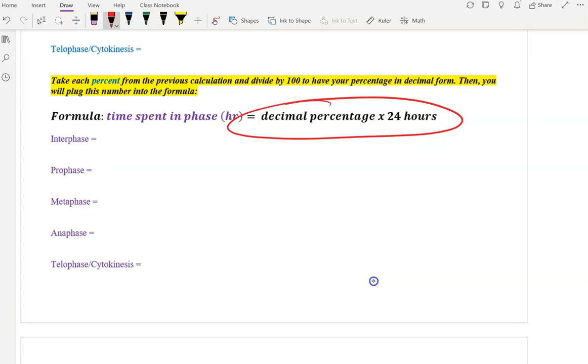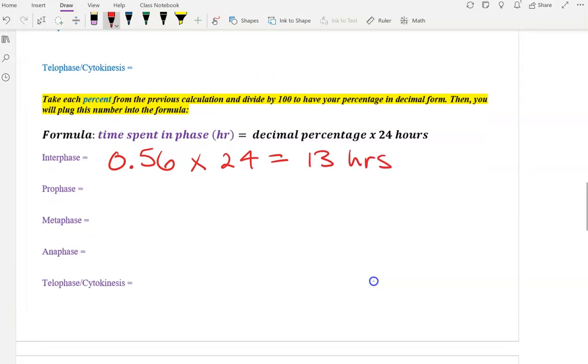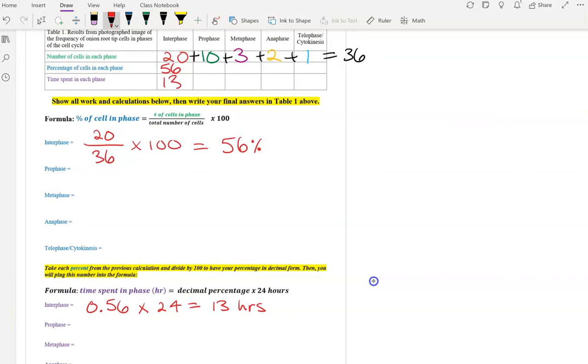The reason we're using 24 is because that's actually how long it takes for one of these onion root tip cells to go through one round of cell division. It actually takes about 24 hours. And so we're going to take our percentage, which was 56%, and as a decimal, 56% as a decimal is 0.56, and we're going to multiply that by 24. It's 13.44, and we're just going to leave that as 13 hours as a whole number. And then I'm going to write that here.